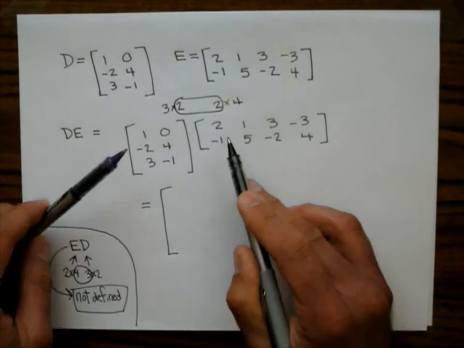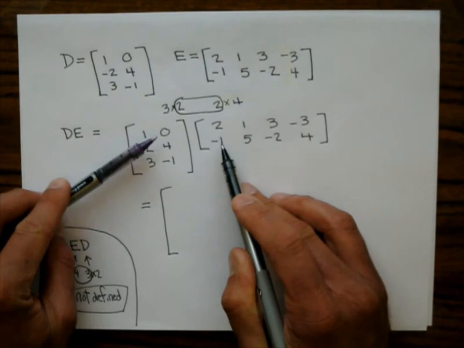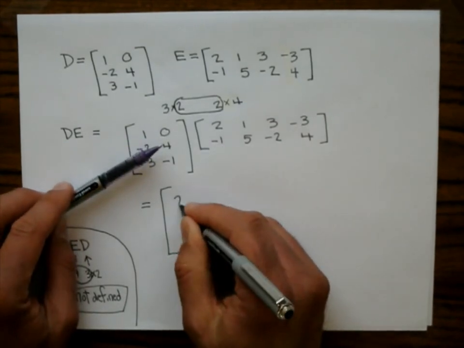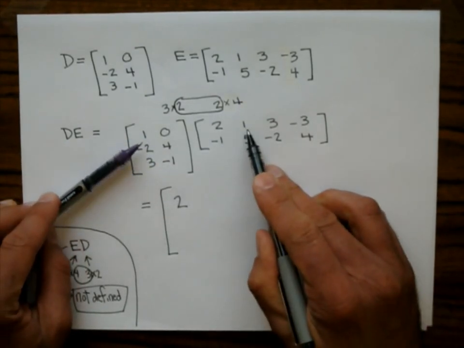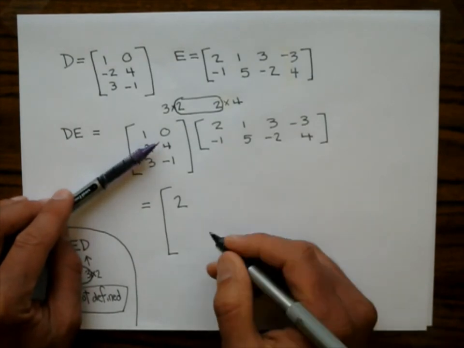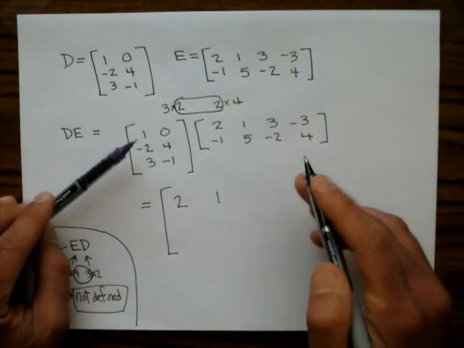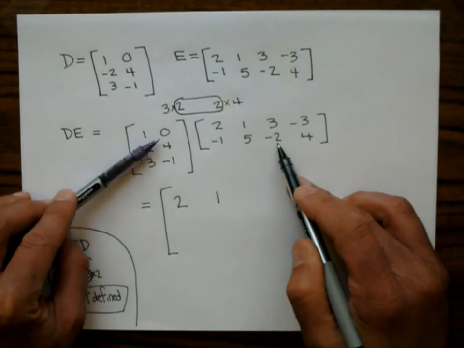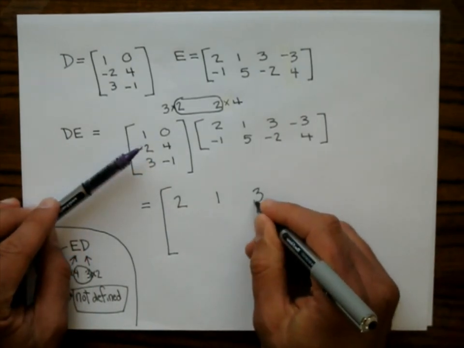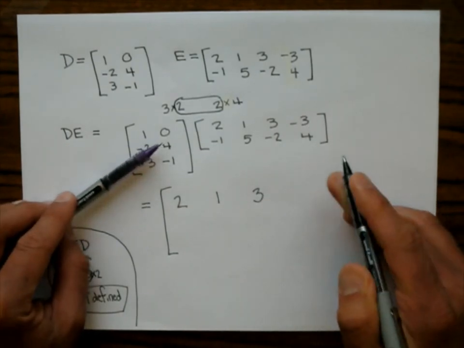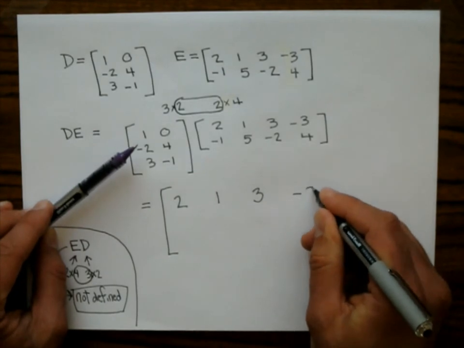And let's do Roadrunner and Coyote. This is 2 minus a 0. And this is a 1 plus a 0. And then this is a 3 minus a 0. And the last one is negative 3 plus 0. So there's my first row.